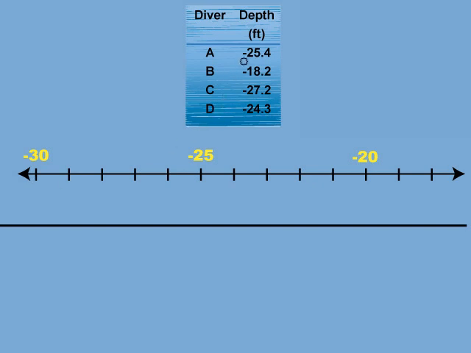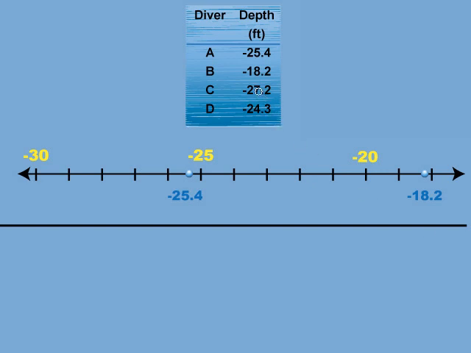Let's start with -25.4. Here is -25, so -25.4 is to the left and not quite at the midpoint, as shown here. The next number is -18.2. We start at -20 and locate -18. Since -18 is greater than -20, it is 2 steps to the right, here. So -18.2 would be to the left of -18, around here.